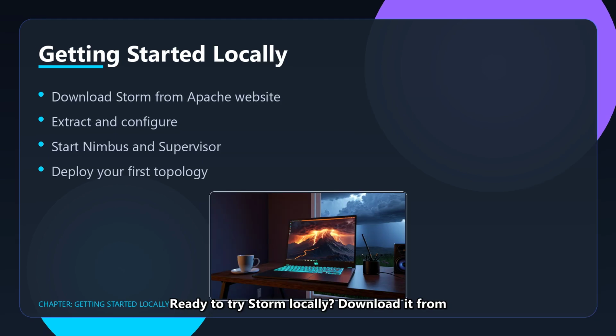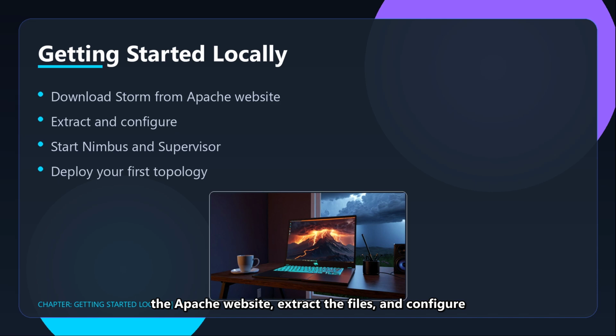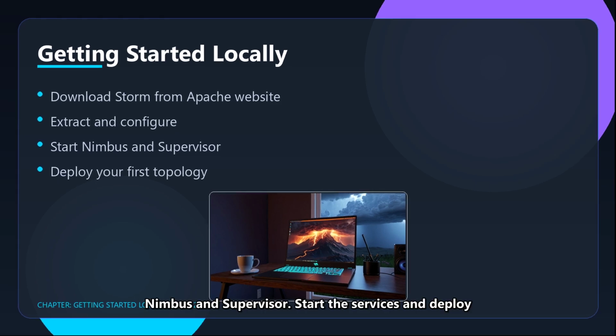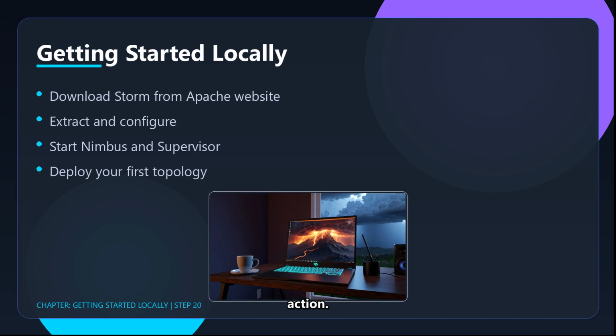Ready to try Storm locally? Download it from the Apache website, extract the files, and configure Nimbus and Supervisor. Start the services and deploy your first topology to see real-time processing in action.